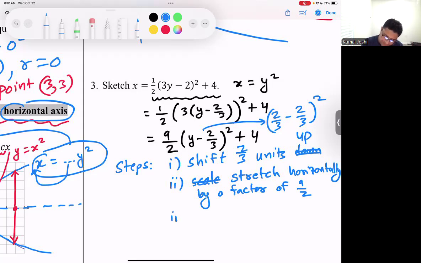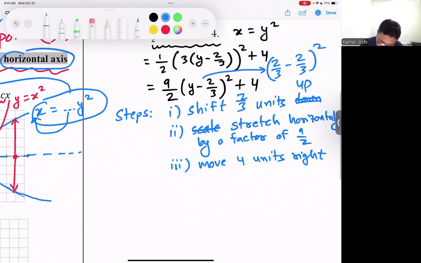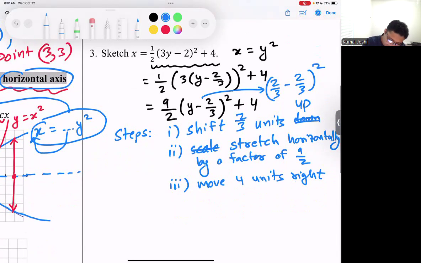And then in the third step, plus 4. Now this is on x. Okay, the y square value, then your new x will be plus 4. So move 4 units right. Okay, those are the operations on that original x equals y square on this graph.